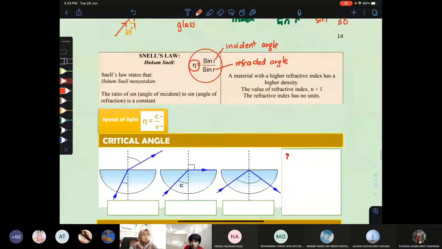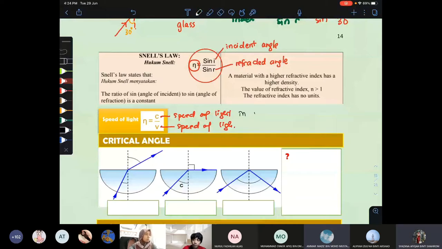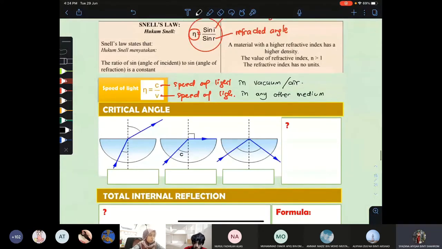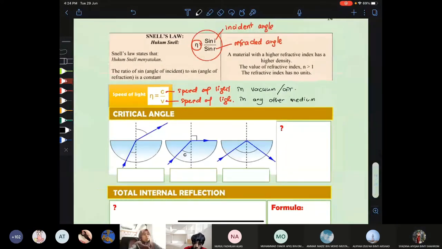So, what is c? c is the speed of light. And v? Also the speed of light. The difference is that c is the speed of light in vacuum or in air, but v is the speed of light in water, or in any other medium. It can be water, it can be glass, or anything else. Okay, we are almost done.